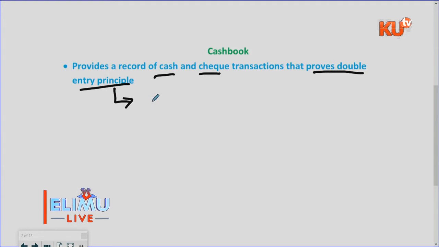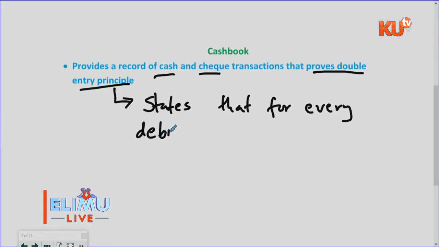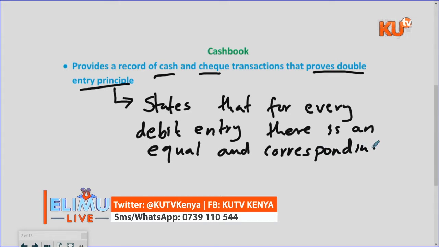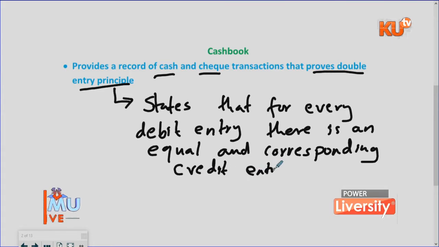So the double entry system states that for every debit entry, there is an equal and corresponding credit entry. That is what the double entry principle provides.